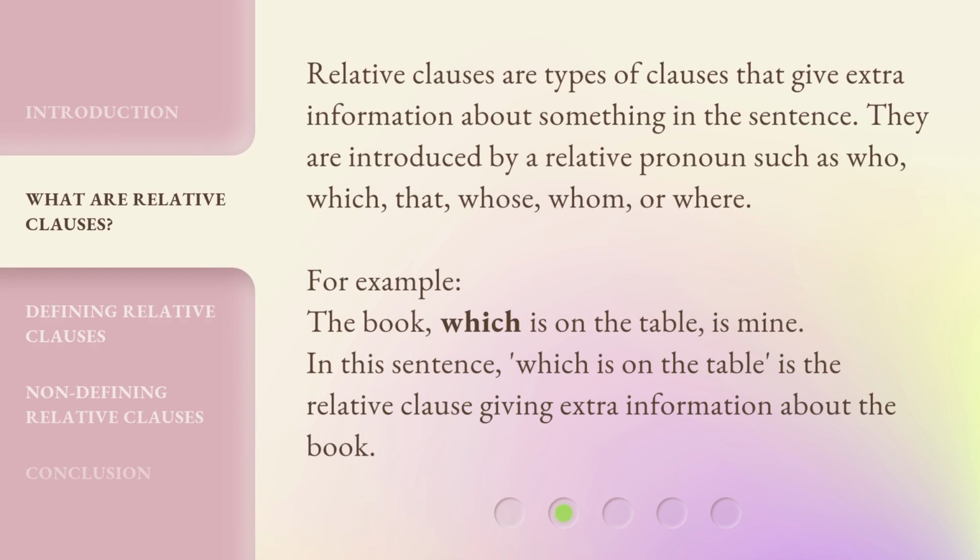Relative clauses are types of clauses that give extra information about something in the sentence. They are introduced by a relative pronoun such as who, which, that, whose, whom, or where. For example, the book, which is on the table, is mine. In this sentence, which is on the table, is the relative clause giving extra information about the book.